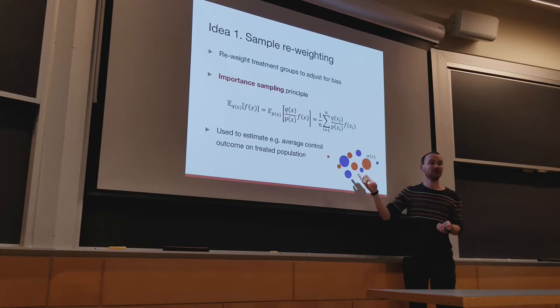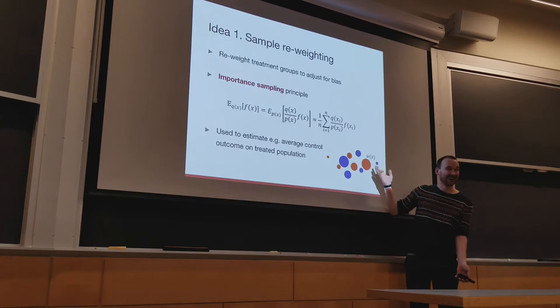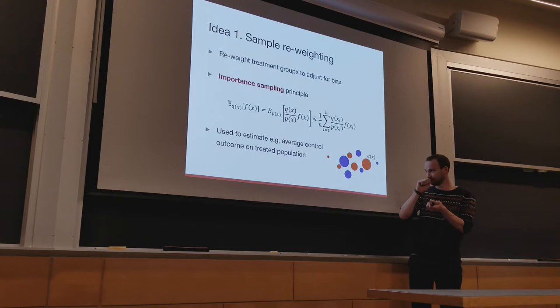So if you have these orange and blue things, you can see that the blue things are more to the right and the orange more to the left. But if you weight the points to the right that are orange higher, essentially you take away or you balance out this difference. That's the idea of importance sampling. Questions here?